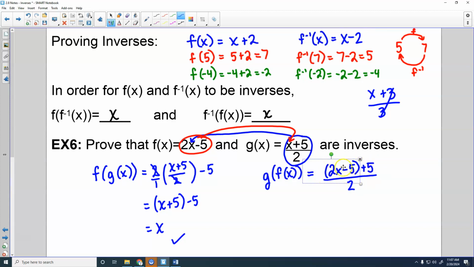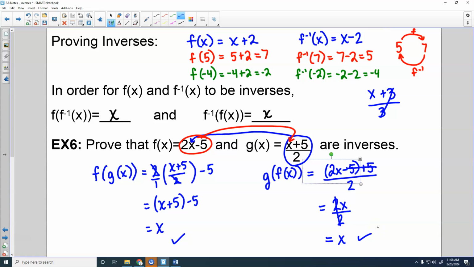But I've got 2x minus 5 plus 5. Those 5's are going to cancel, and then I will just have 2x over 2. All right. Now I don't have anything added or subtracted, so I can just cancel the 2's now, and I will get x for that, so that works.